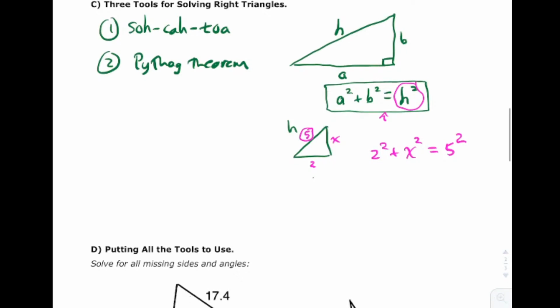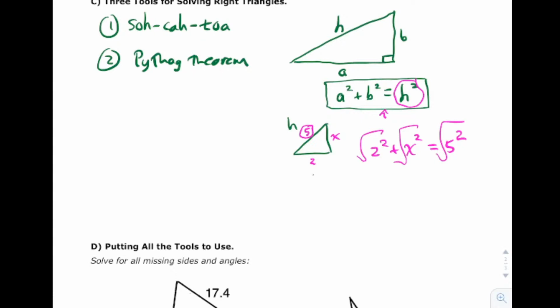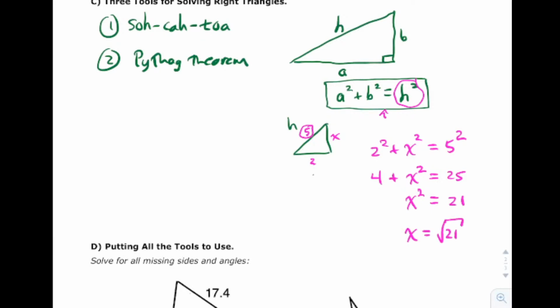So again, you're not going to be doing this kind of stuff, right? No, you promised me. Don't do that. What you want to do instead is first do all your squaring. 4 plus x squared equals 25. Then you want to get x squared by itself, which means subtract 4 on both sides. And the very last thing you do is get out your square root button. So 21, square root of 21, my calculator's telling me that's about 4.58 or something.